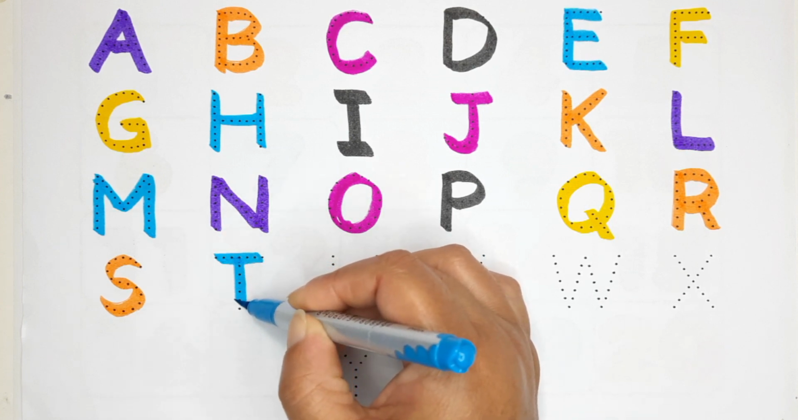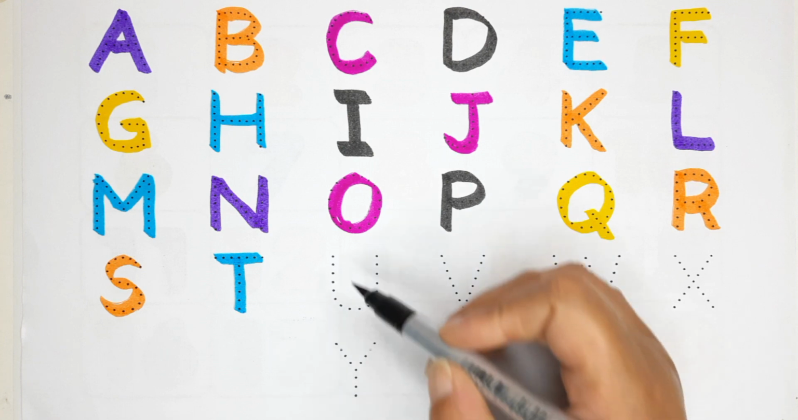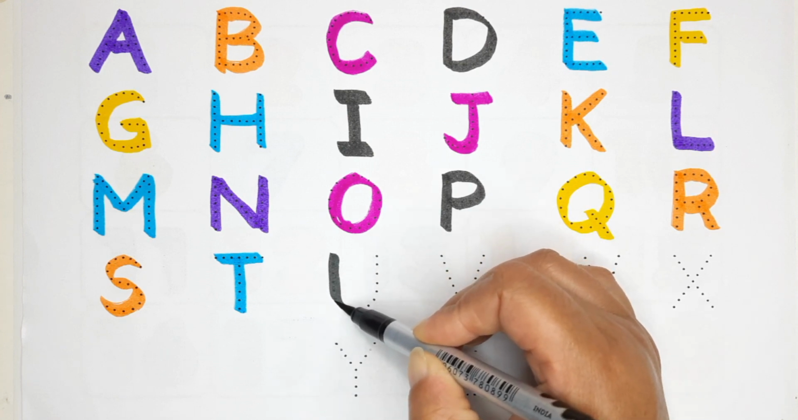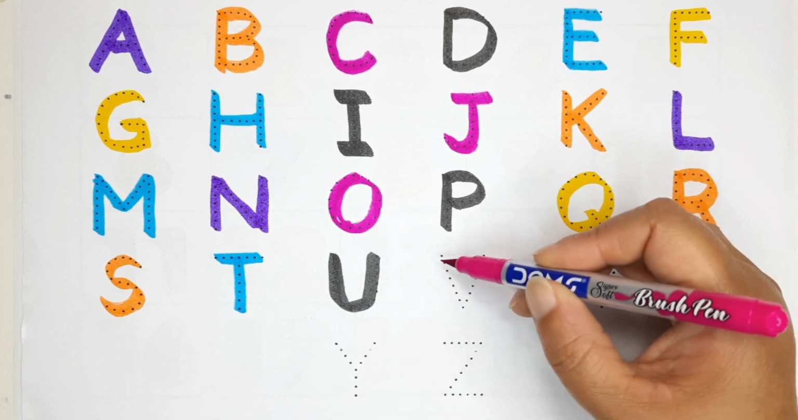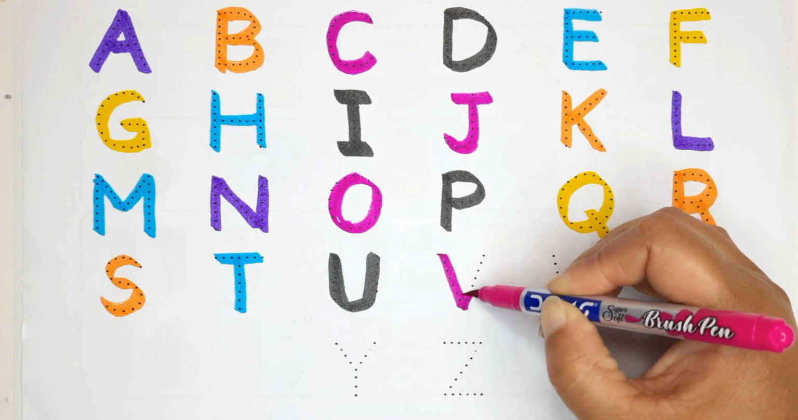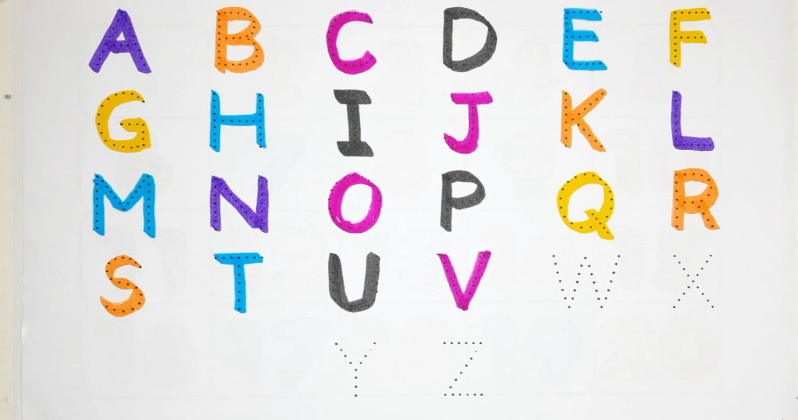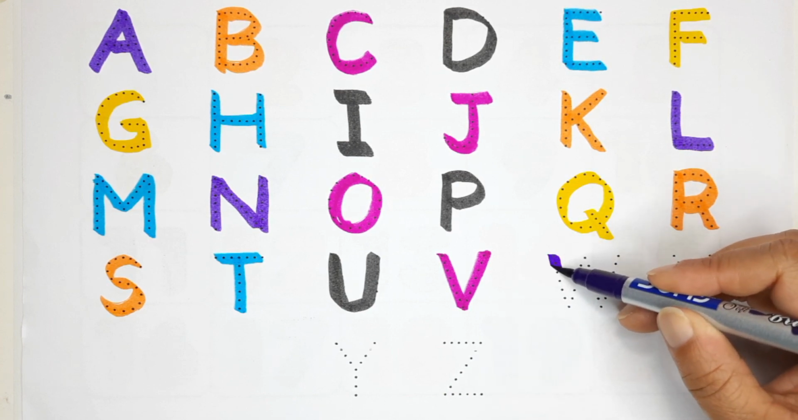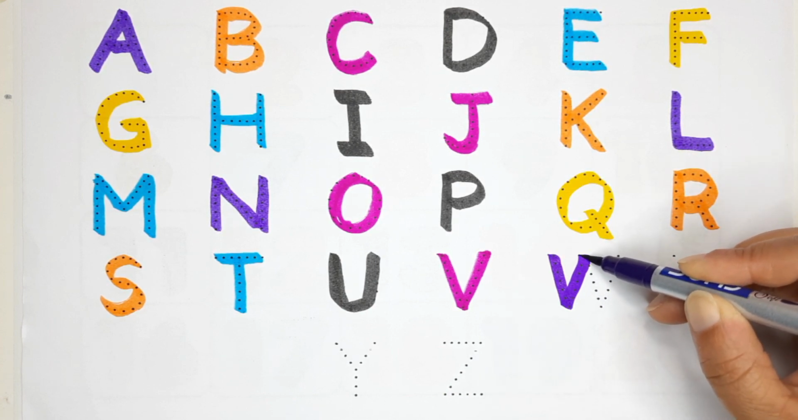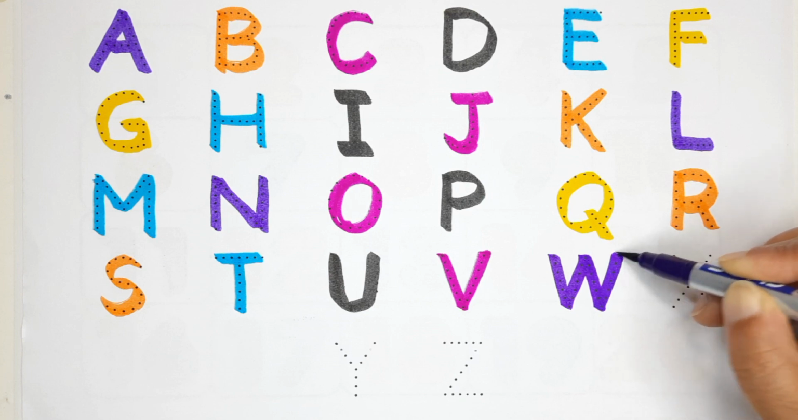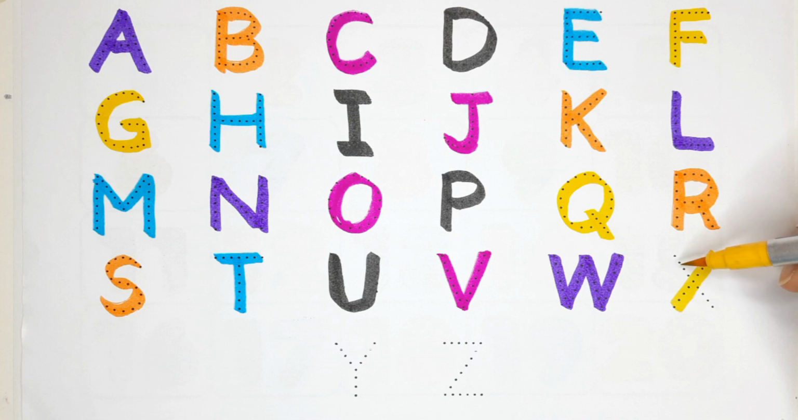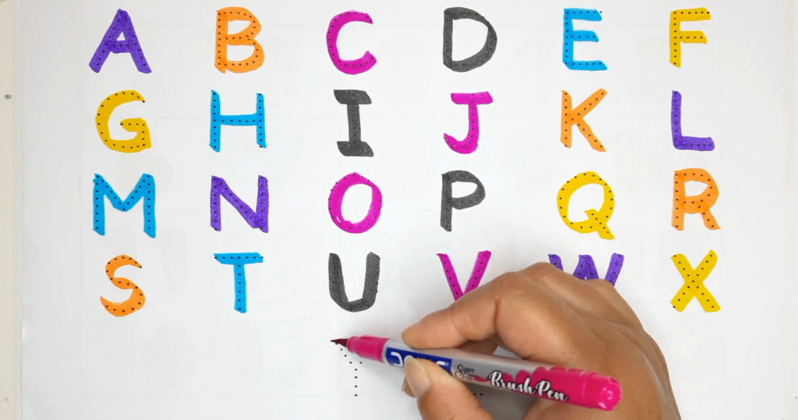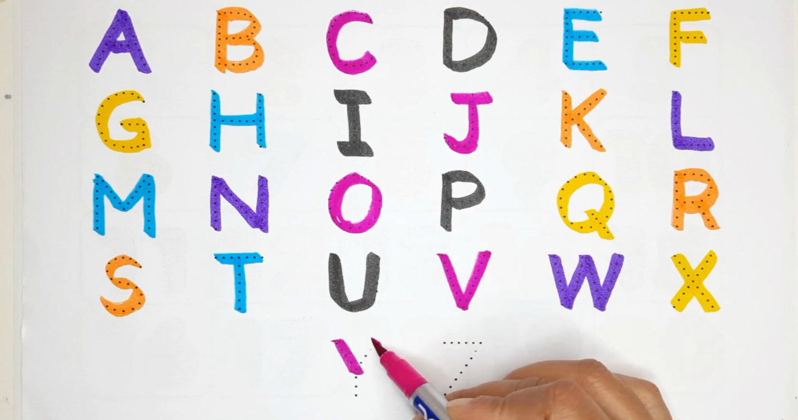T for tomato. U for uncle. V for vanilla. W for wall. X for xylophone. Y for yarn.